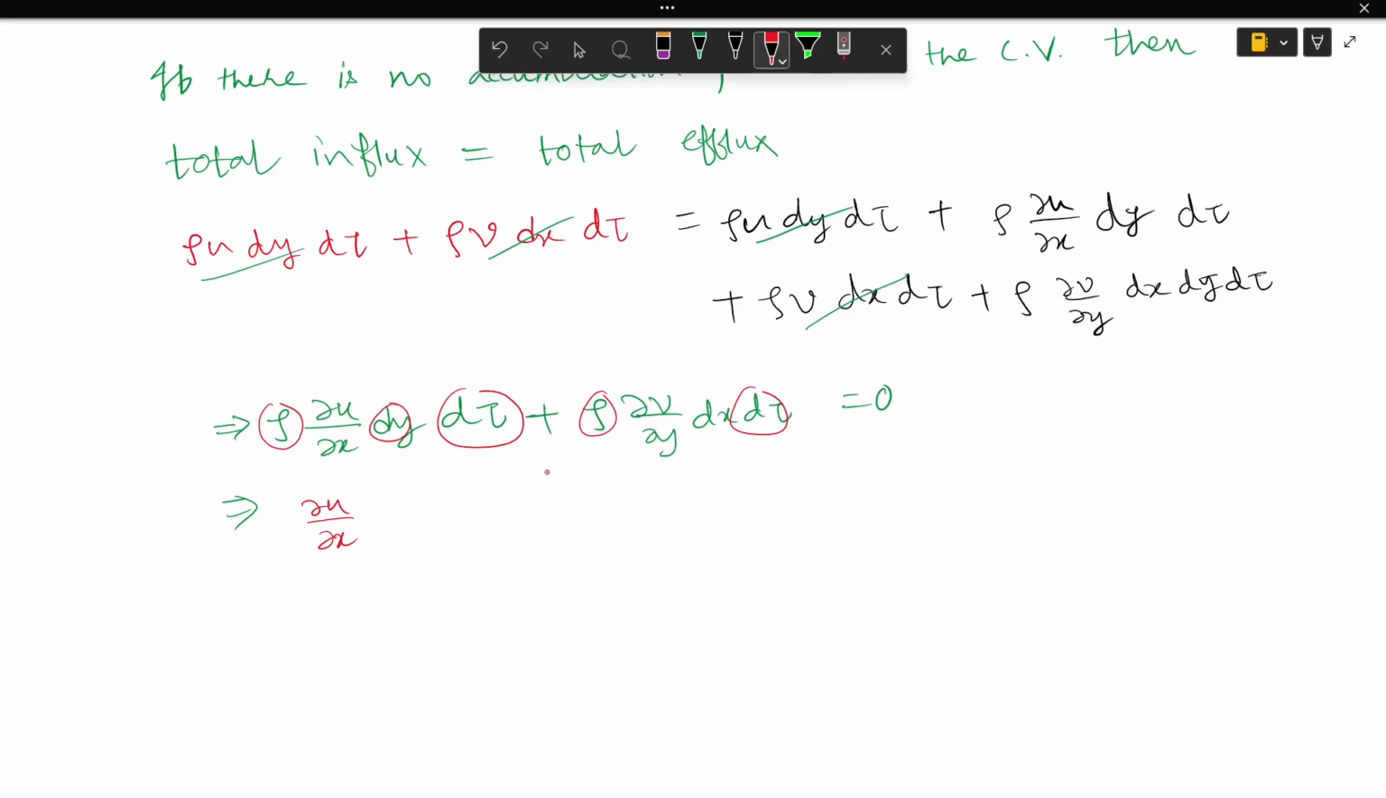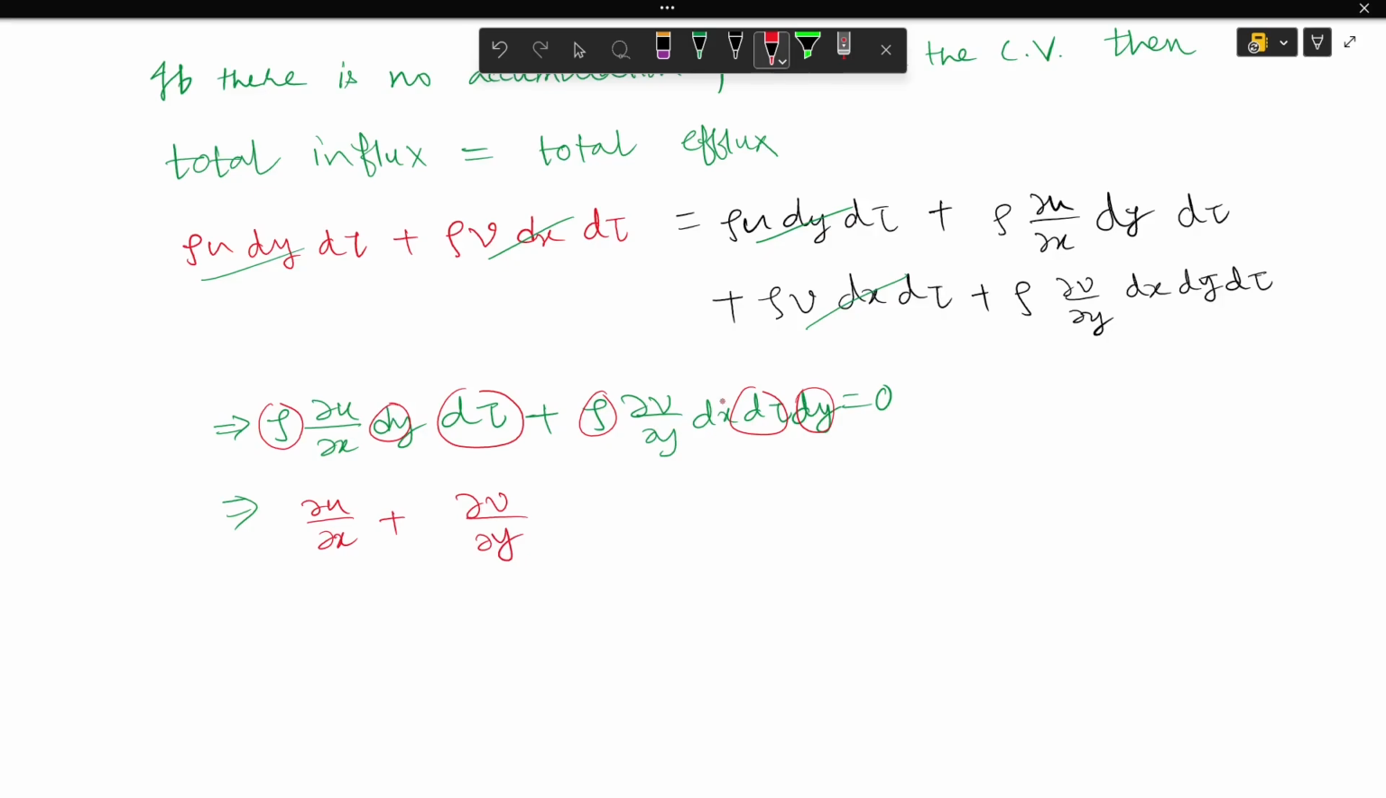Wait a second. See dx dy d tau. So dx, I have just forgotten to write a dy also. We are also having a dy here. So dy can also be taken to that side. So we are left with only du dx plus dv dy. See dv dy and dy dx.